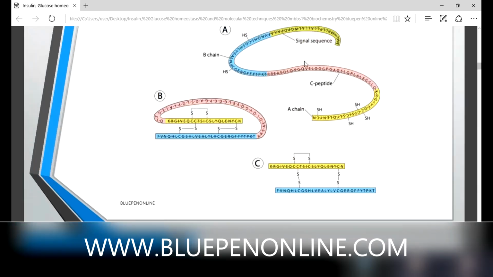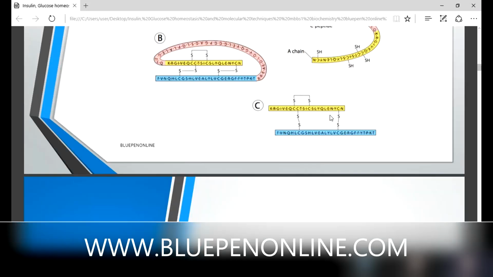So pro insulin, and finally the middle part is cut and then the two chains are joined together. The middle piece, the pink color, is known as C peptide or connecting peptide.